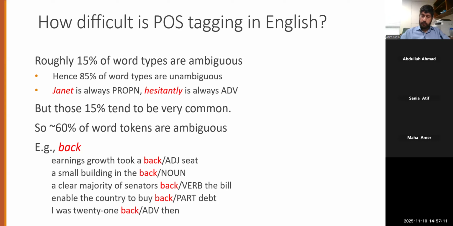Part क्या चीज होती है? I'm not too sure कि part क्या है. This is higher grade POS tagging. So adverb है, I was 21 back then. Again, so ये सारे अब ambiguous हैं. So you need to be able to label them in the proper way.